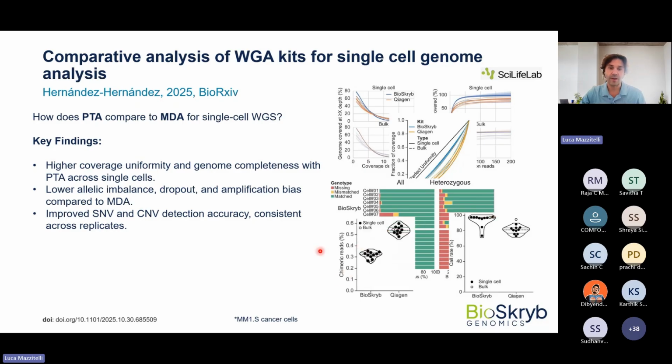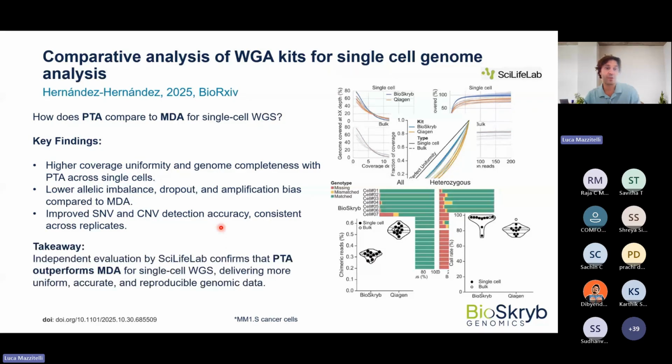Also, they found that chimeric reads were much lower in the PTA approach versus the MDA approach. So in general, this is just to show that this is an independent evaluation by the SciLife Lab that confirms that PTA outperforms MDA for single-cell whole genome sequencing.